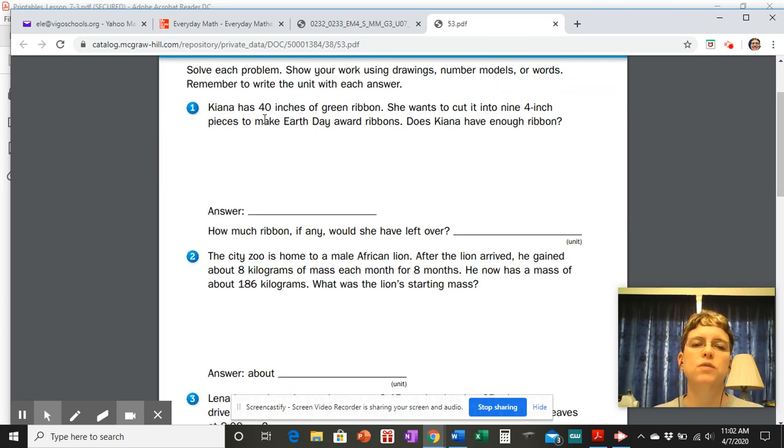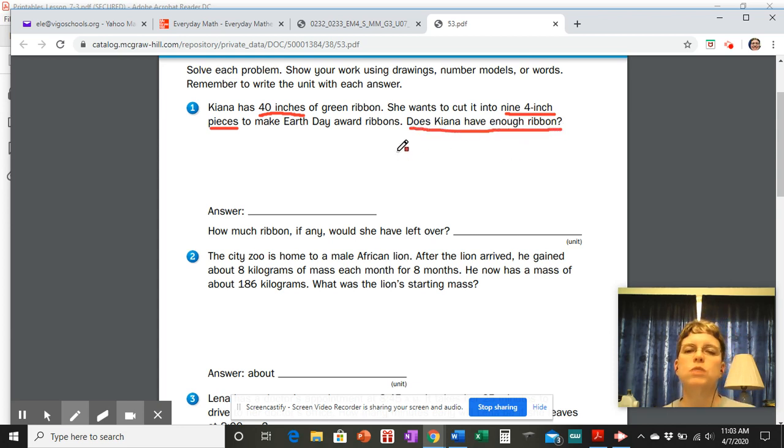So Kayana has 40 inches of green ribbon. She wants to cut it into 9 4-inch sections to make Earth Day award ribbons. Does Kayana have enough ribbon? Okay, so she wants to make 4-inch sections. So what we can do is, let's do some underlining. So she has 40 inches and she wants to make 9 4-inch pieces. And then our question, does she have enough ribbon?